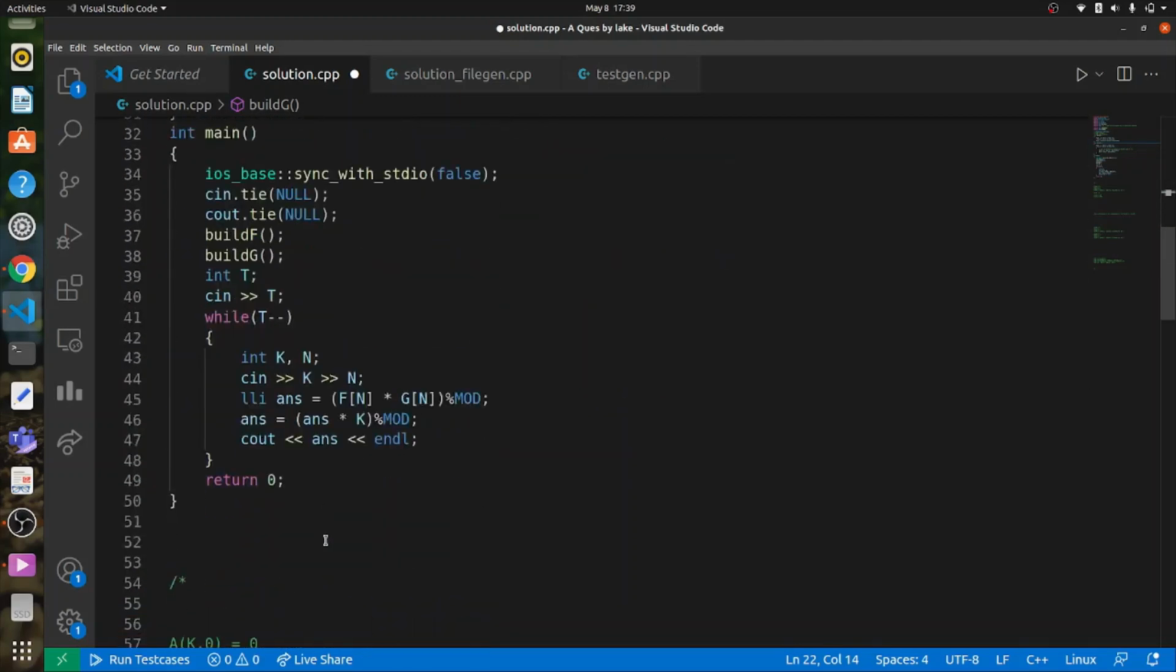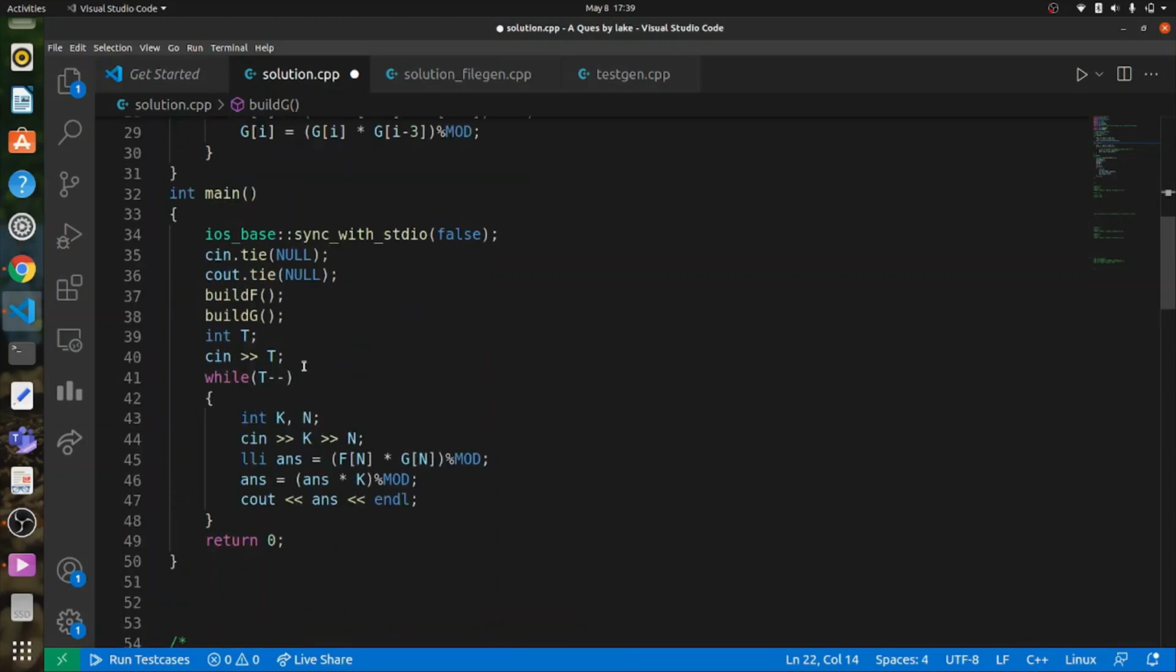Then finally we are taking the input. For each test case, we have already computed fn and gn. So we just need to multiply them together, finally multiply with k, and print the answer.